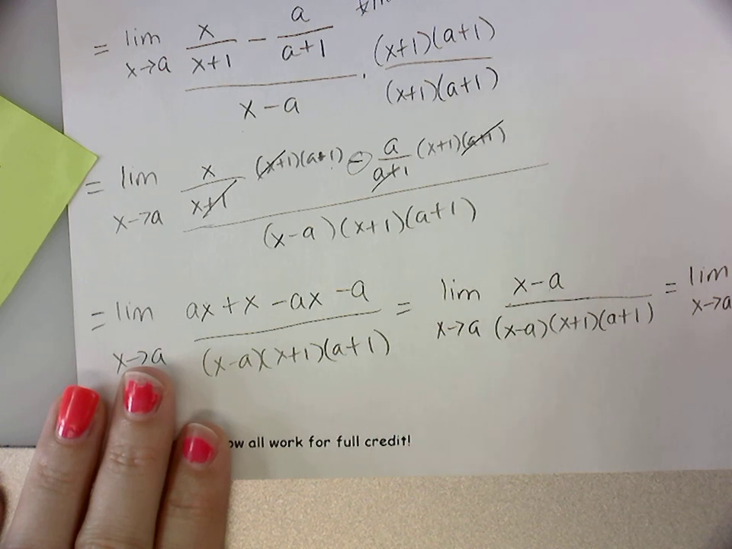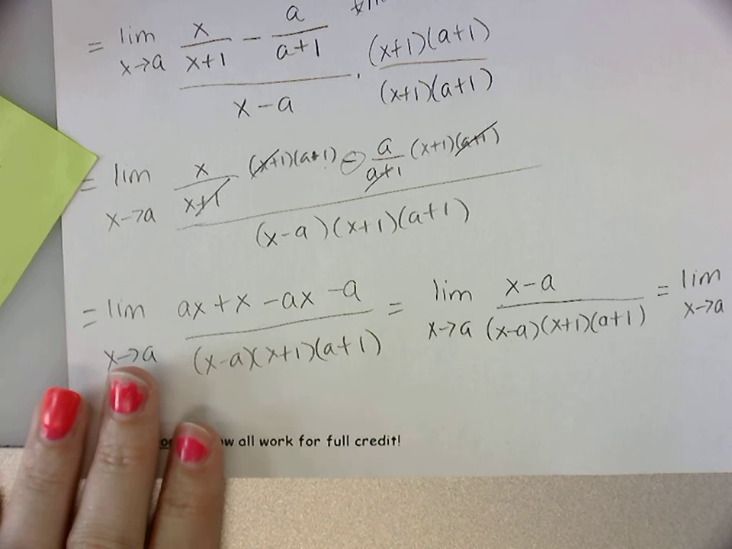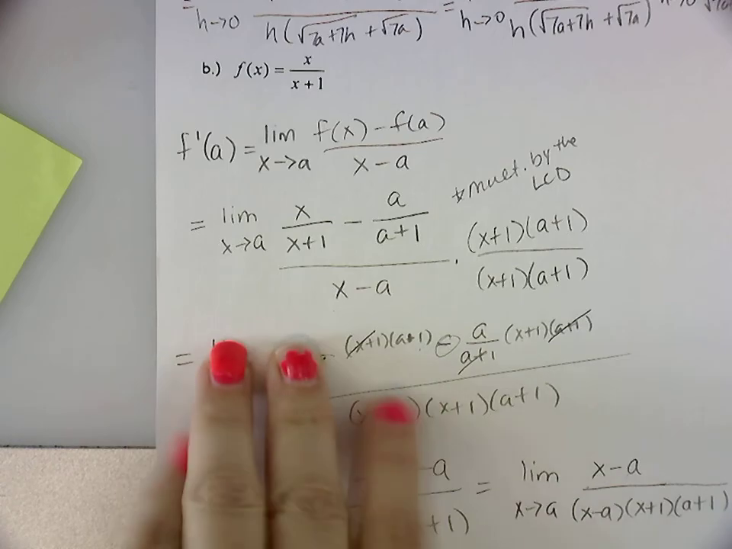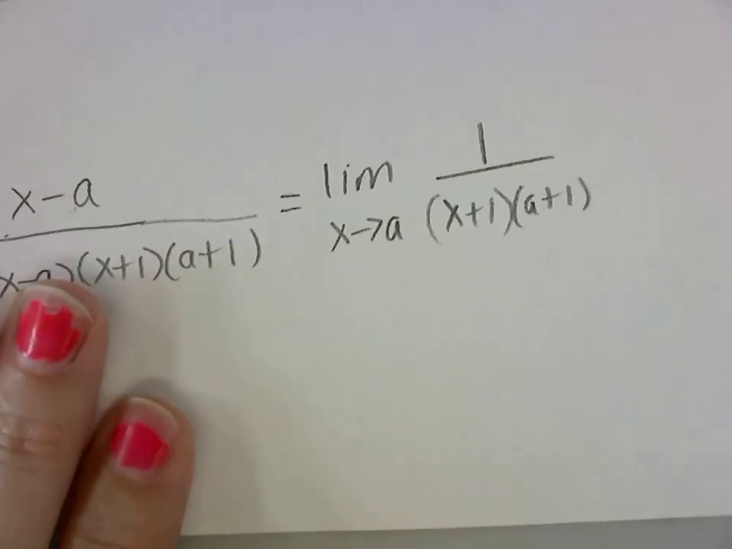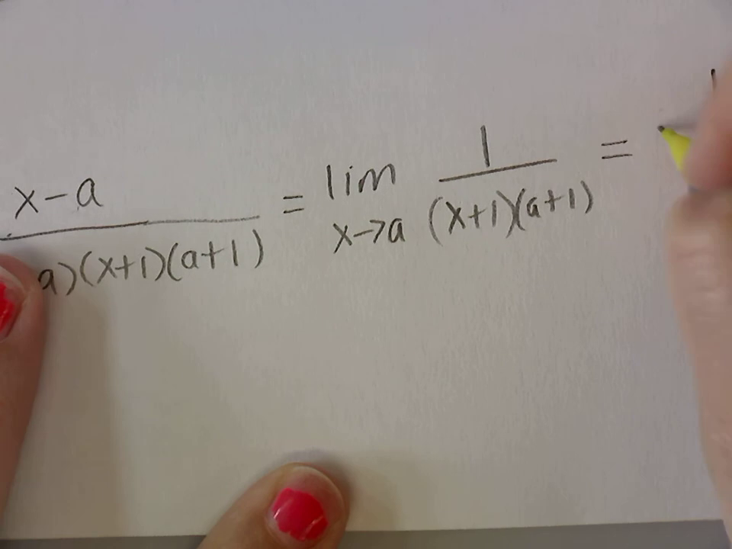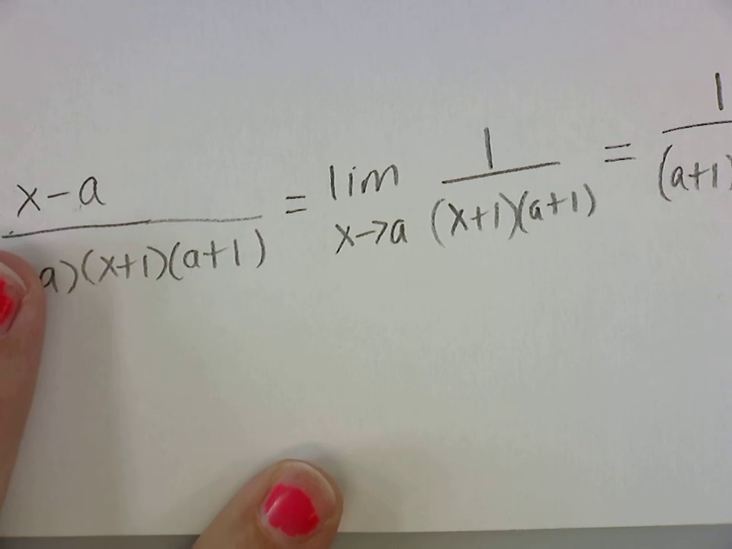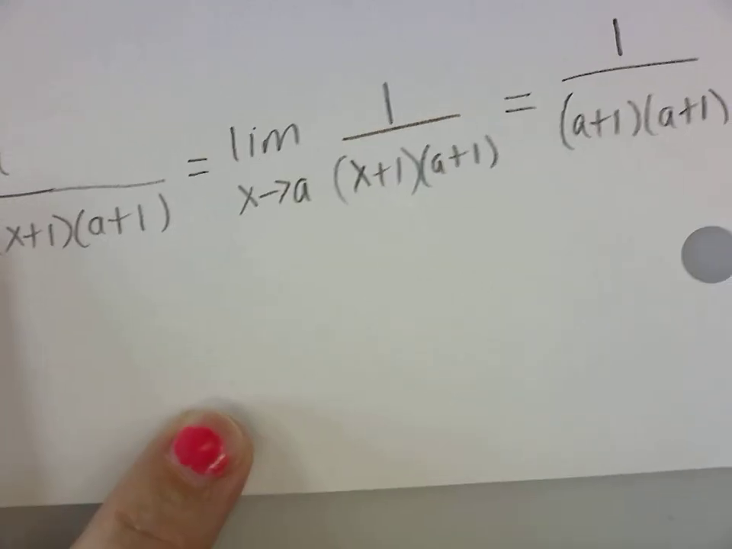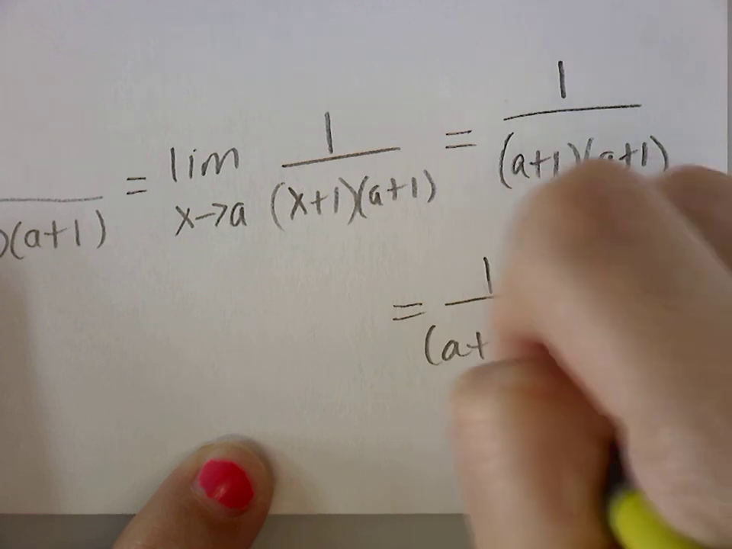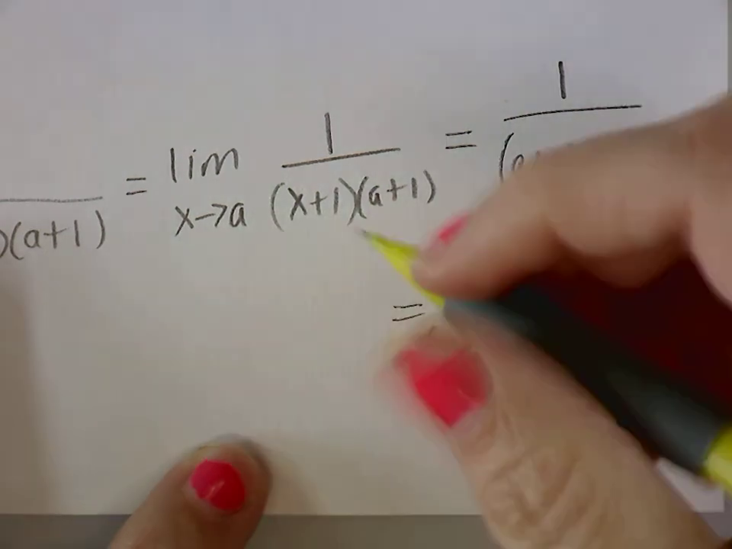So at this point, now because this canceled out, what I can do is I can plug in a, and I won't get 0 in the denominator. So once I do that, that's when I can drop my limit. Do not do it before then. So this is a plus 1 times a plus 1. Okay, so you can write your final answer as 1 over a plus 1 squared. And that will be your final value.